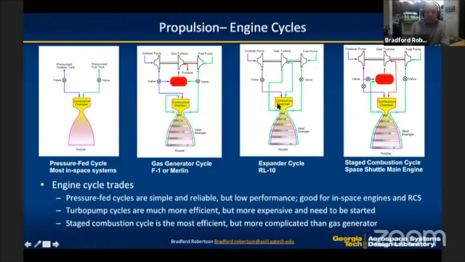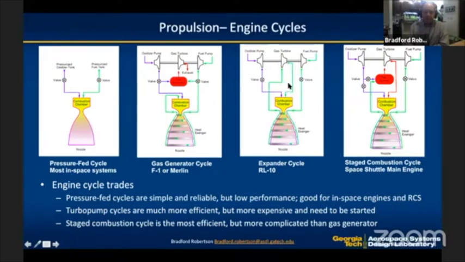The expander cycle, that's what the RL-10 uses. That's the most efficient liquid hydrogen and oxygen engine that is made. And that utilizes the heat coming off of the rocket engine that it regeneratively cools to expand the hydrogen and run a gas turbine engine.